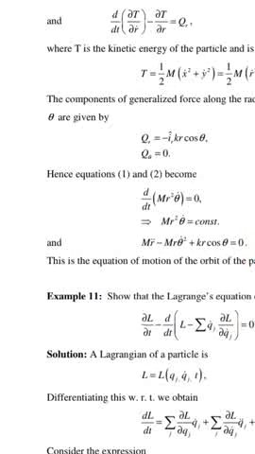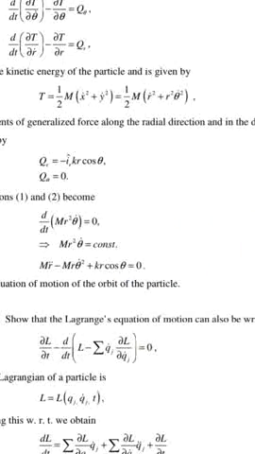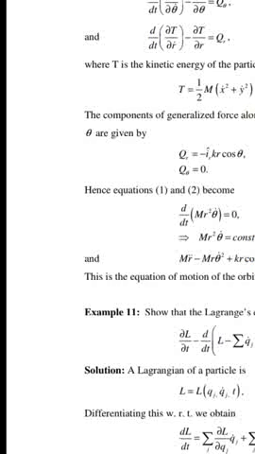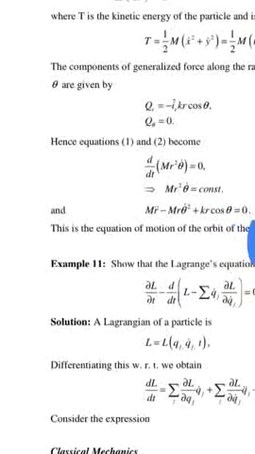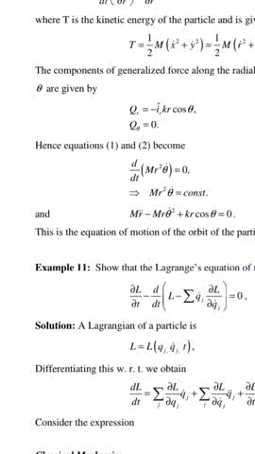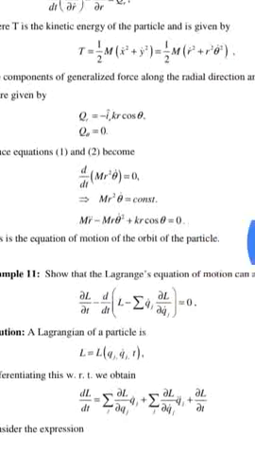The components of generalized force along the radial direction and in the direction of θ are given by Qr is equal to minus kr cos θ, Qθ is equal to 0. Hence equations 1 and 2 become d/dt of mr²θ̇ is equal to 0, so mr²θ̇ is equal to constant. Therefore mr̈ minus mrθ̇² plus kr cos θ is equal to 0. This is the differential equation of motion of the orbit of the particle, and it's complete.